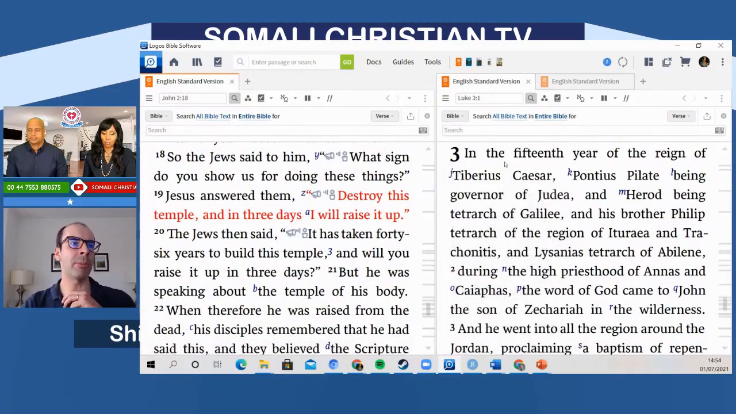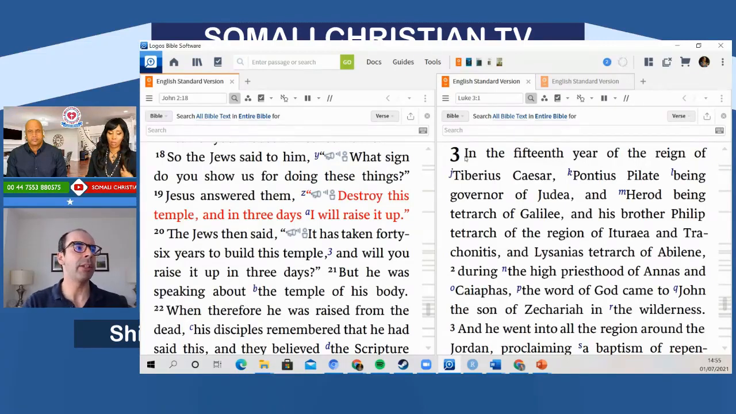Now, in Luke's account in chapter 3, it says, in the 15th year of the reign of Tiberius Caesar. So this is when Jesus began his public ministry. This is the year he was baptized. Now, when was the 15th year of the reign of Tiberius Caesar? Well, according to Suetonius, in his Life of the 12 Caesars, Tiberius, in order to ensure the smooth transition of power, became co-emperor with Augustus in 12 AD, and Augustus himself died in 14 AD. And so that would make the 15th year of the reign of Tiberius 27 AD.